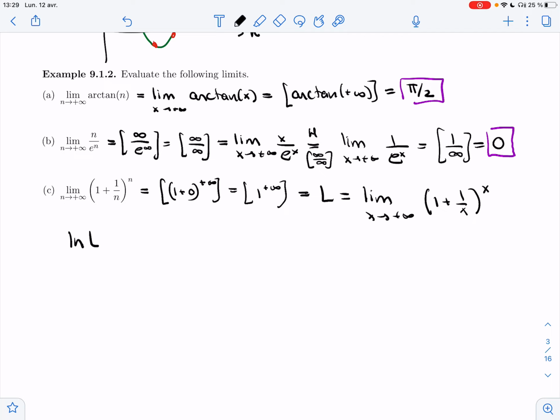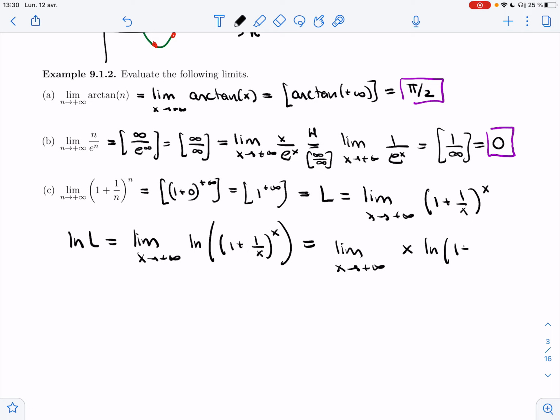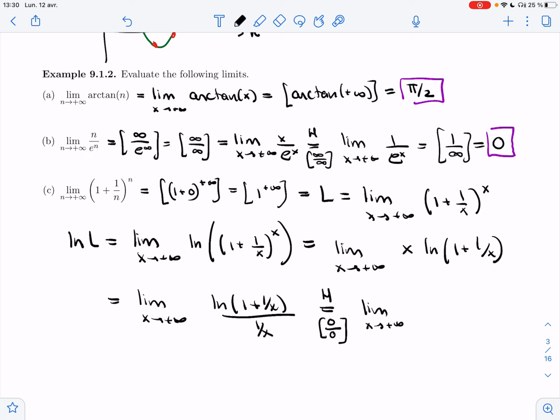And then I'm going to look at ln of L, just like we did in chapter 2. So that's going to be the limit as x goes to positive infinity, ln of 1 plus 1 over x to the x. I'm going to bring the x out of the log. And then I'm going to bring the x in the denominator. And now, finally, I can apply L'Hopital. I have log of 1, which is 0, over 1 over infinity, which is 0. And so I can take the derivatives.